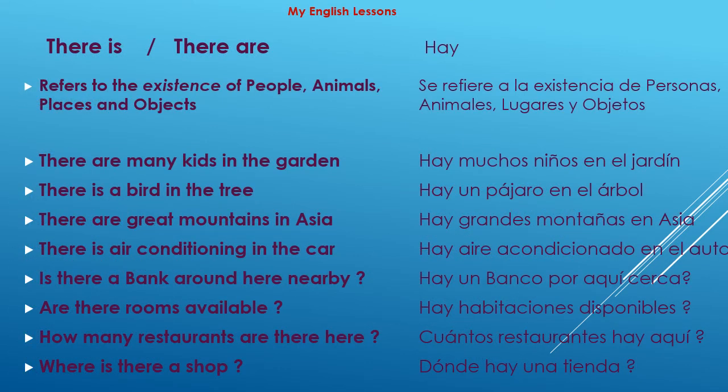There are refers to the existence of people, animals, places, and objects. There are many kids in the garden. There is a bird in the tree. There are great mountains in Asia. There is air conditioning in the car.